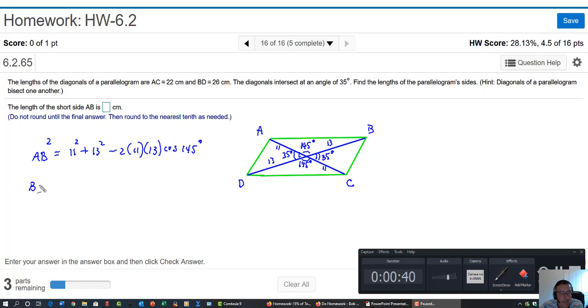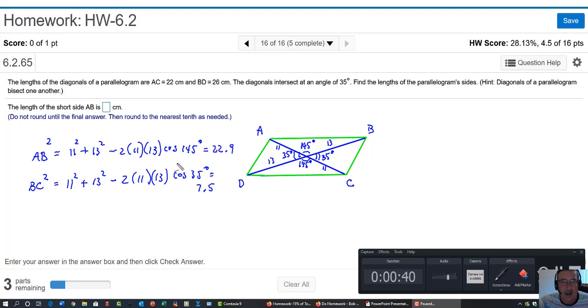BC squared. All right, so if I wanted to get this side, now remember AB is congruent to CD and AD is congruent to BC. So once you have those, you'll have it. So we can look at this one here and it would be very similar. It would be 11 squared plus 13 squared minus 2 times 11 times 13 times the cosine of 35 degrees. So take the square root of both sides on this one, and I think you'll have those answers as well. So I'll go ahead and let you finish that one.